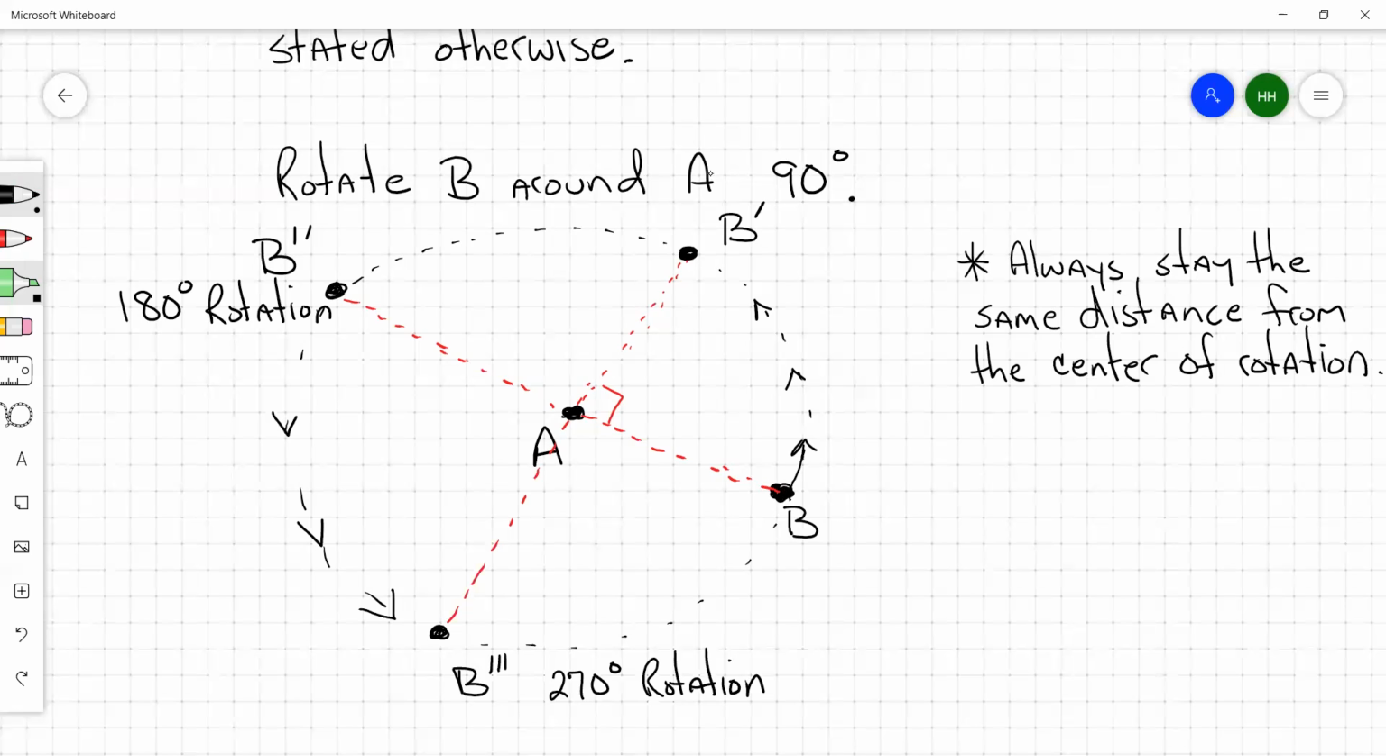All right, the deal with rotation is that you always stay the same distance from the center of rotation. And that for every point, a line drawn from a point to the center of rotation to the image forms your angle of rotation. Does that make sense? It's a whole deal with rotation.